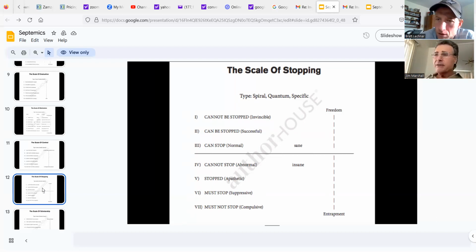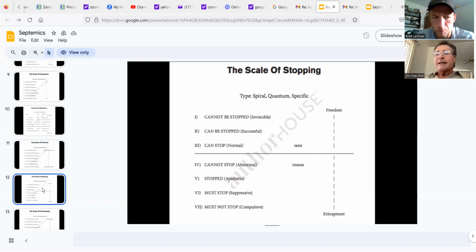Let's look on the right where you see the dotted vertical line. Now, at the top is freedom, at the bottom is entrapment. So when a person is entrapped, he has a lot of trouble with stopping, either stopping things from happening or stopping things in himself. When a person is free, which is the opposite of entrapment, he's in control of the whole subject of stopping. And I'll go through this in a minute to tell you exactly what I mean.